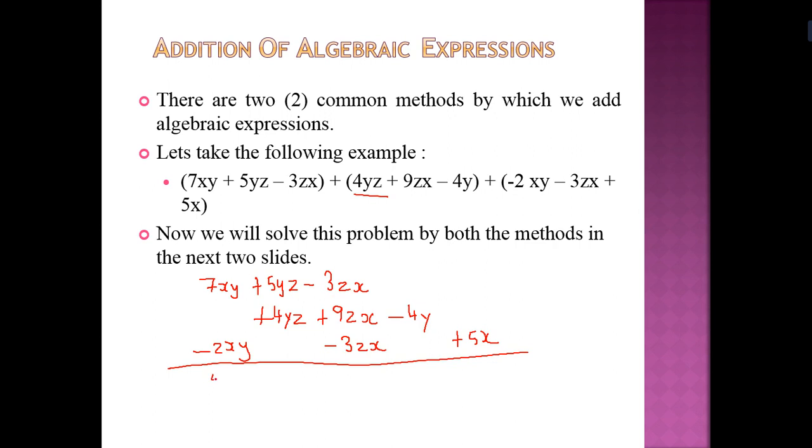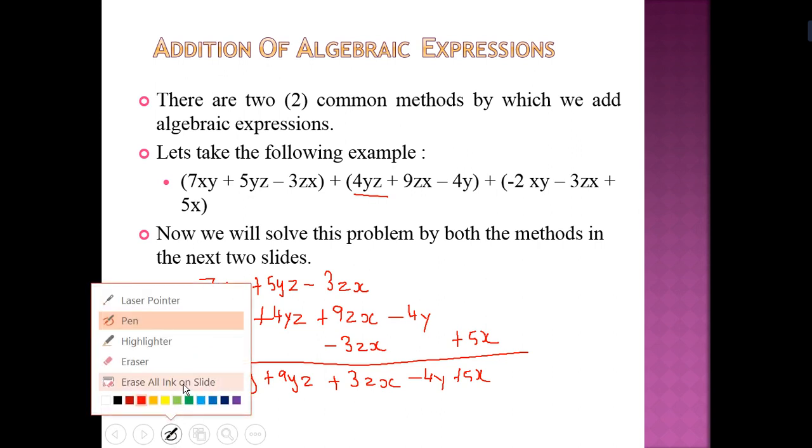Now here that is 5xy. Here we can say plus 9yz. Here plus minus minus, 9 minus 3, that is 6. Again plus minus minus, that is plus 3zx. Minus 4y plus 5x. That way we can get the calculation. Let me see in the next slide how they are doing the same thing.